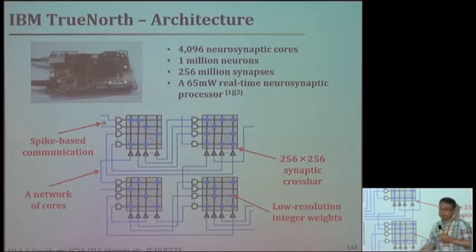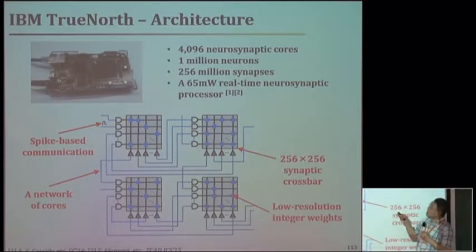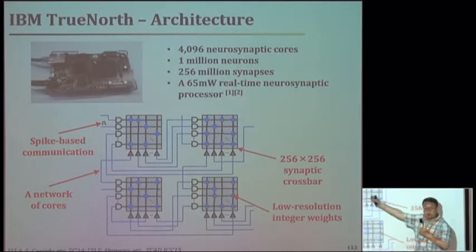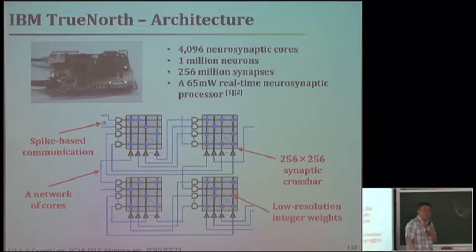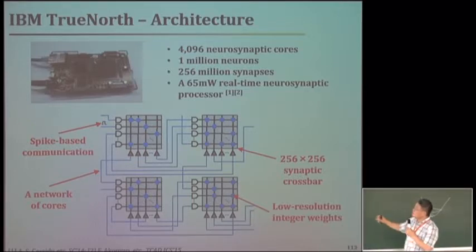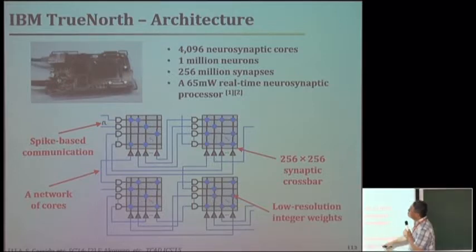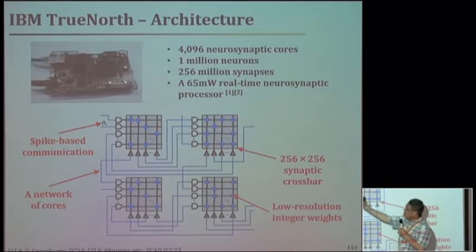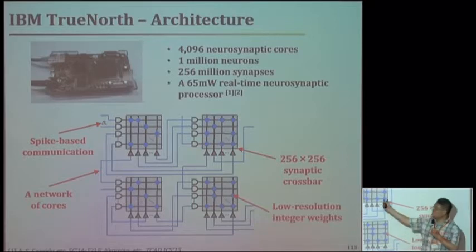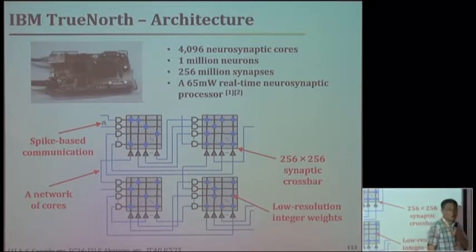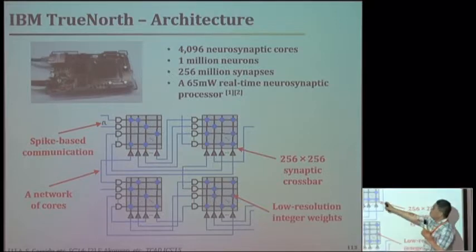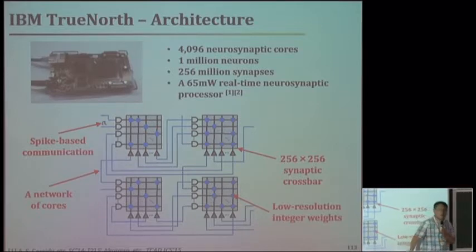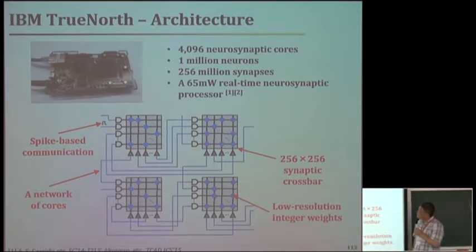So how many neurons do we have? If we calculate 4,000 times 256, because of 128 plus 128, that's about 1 million neurons in this IBM neuromorphic chip. And if you count how many synapses we have, because for each of them it is 128 times 128, we have 256 million synapses, evenly distributed over the 4,000 synaptic cores.